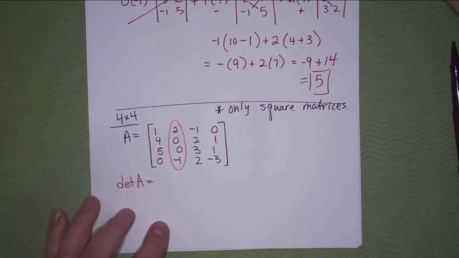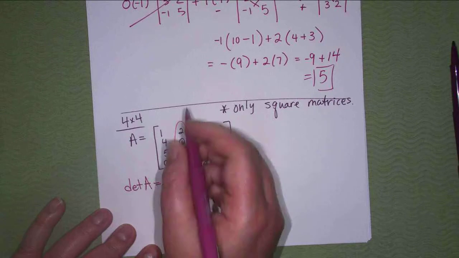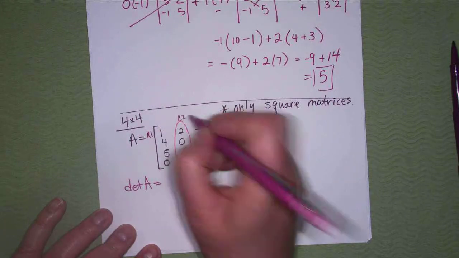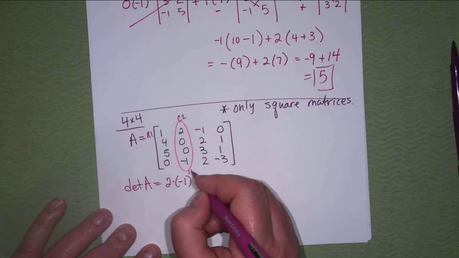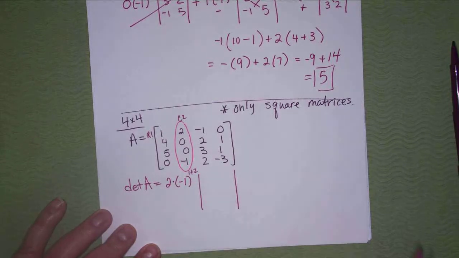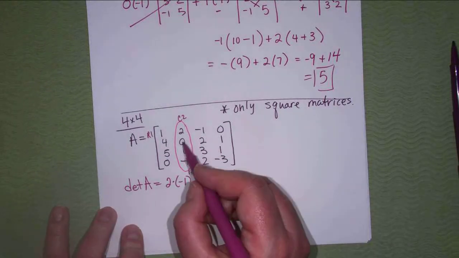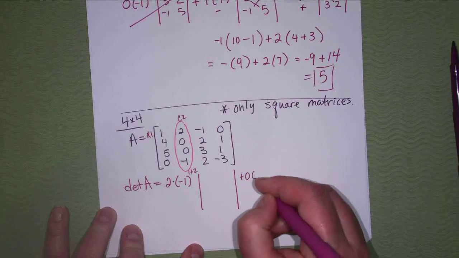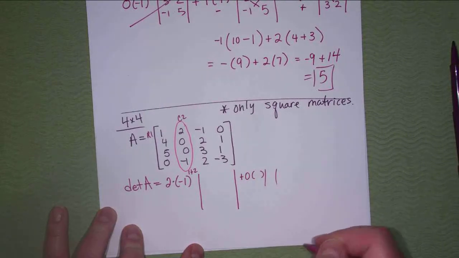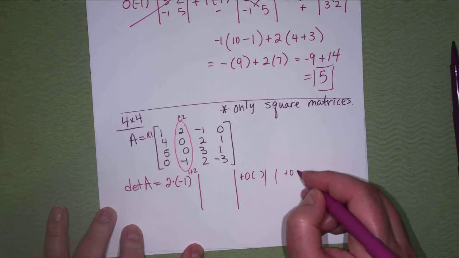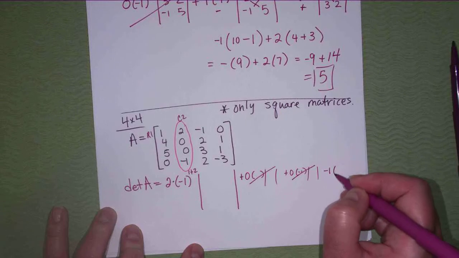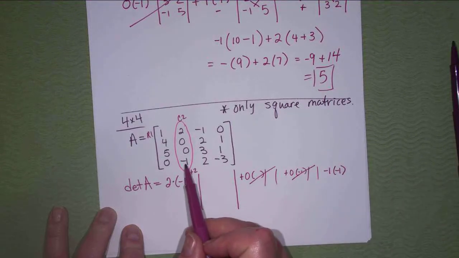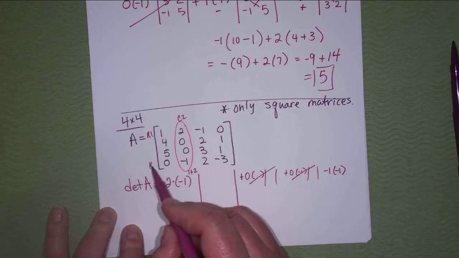All right, so here, this first one is in row 1, column 2. So we have a 2 there, negative 1 to the 1 plus 2, and then our minor. We'll get that in a second. What would be the next one? 0, and it doesn't matter what's there because it's a 0. The next one is 0 again, doesn't matter because these are gone. And the last one is negative 1, negative 1 to the, this is row 4, 4 and 2.